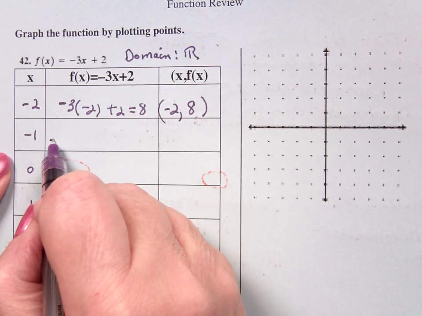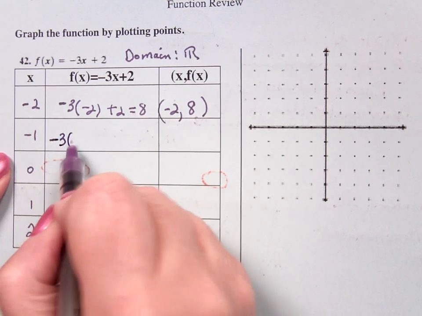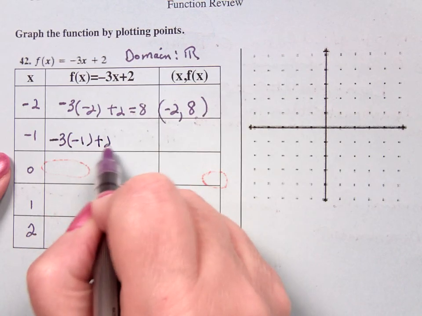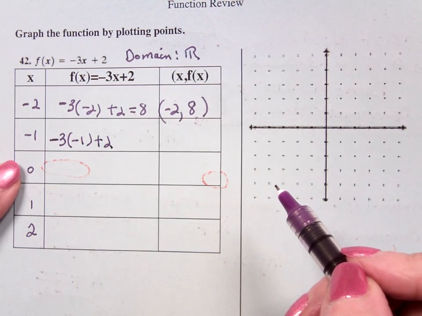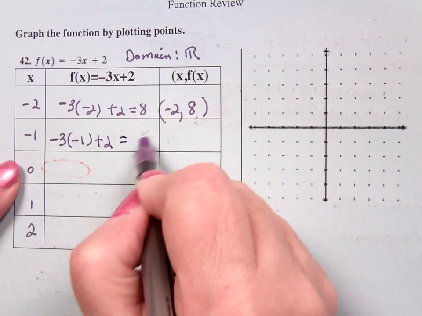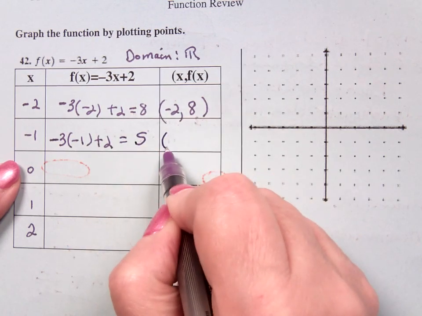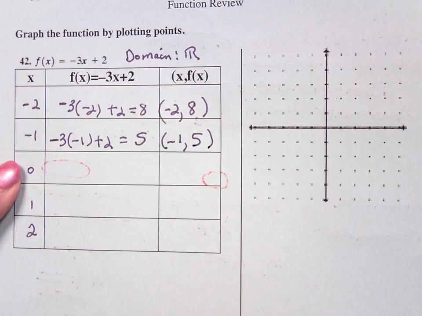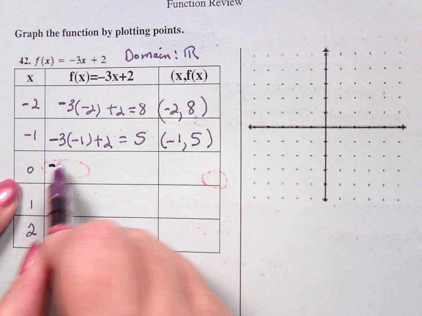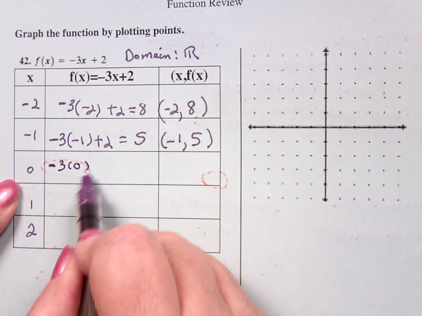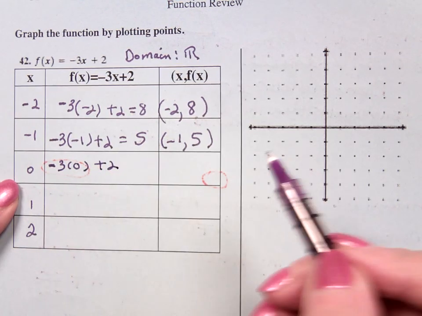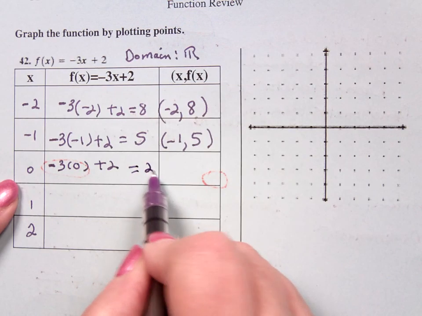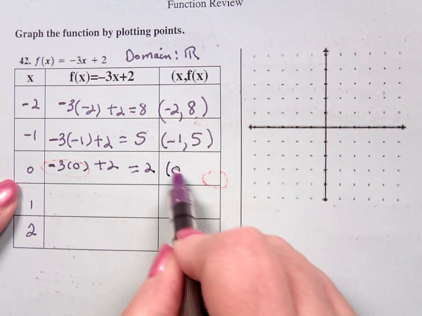So this would be negative 3 times negative 1 plus 2, which would be 3 plus 2, or 5. So my coordinate point is negative 1, 5. This would be negative 3 times 0 plus 2, which is just 2. So this would be 0, 2.